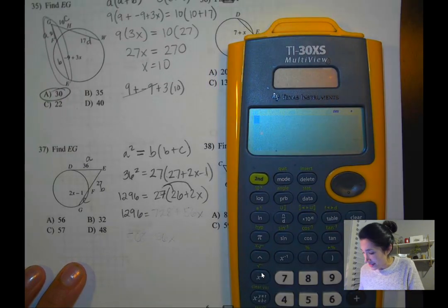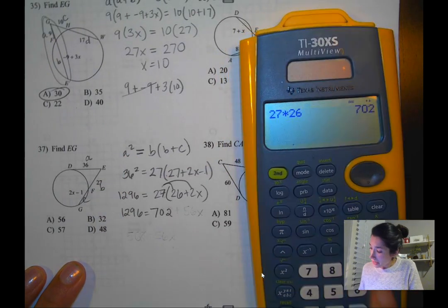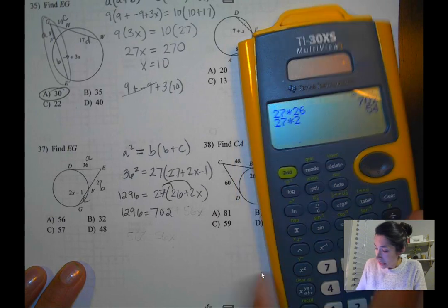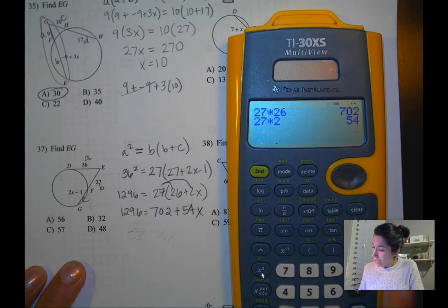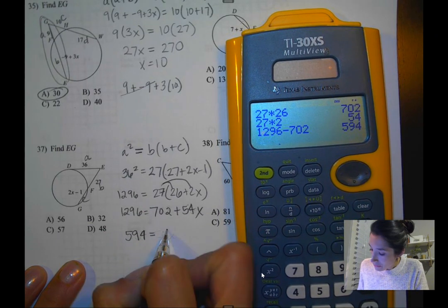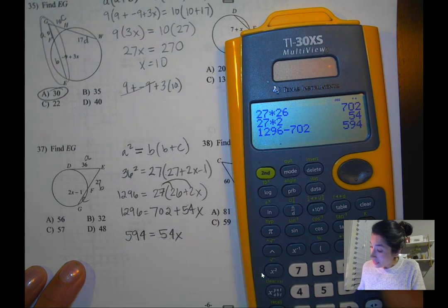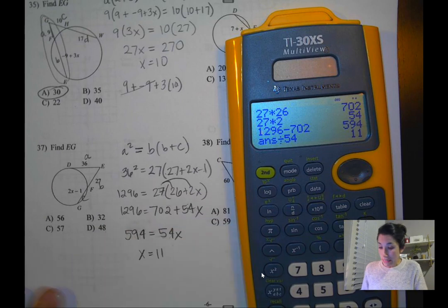All right, so we've got 27 times 26. This should change our answer. And then we've got 27 times 2 plus 54x. Okay, hopefully this is looking better. And let's subtract 702 on both sides. 54x. And let's divide by 54. And x is 11. Okay, let's see if this makes more sense.